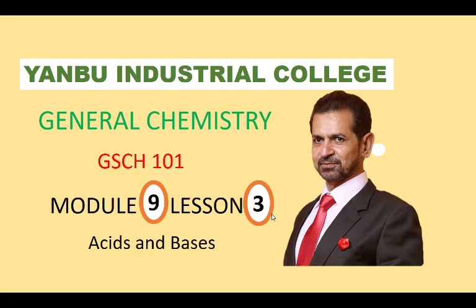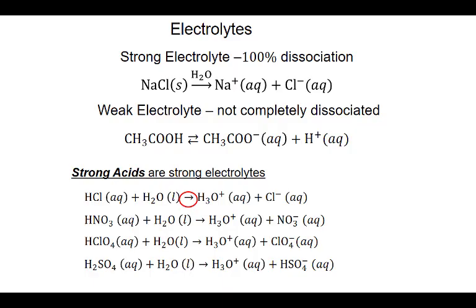This is the last video for this course. It is about the third lesson of Module 9. In this video we'll learn about weak acids and weak bases and how to calculate their pH and pOH, and at the end we will also learn what buffer solutions are and how to calculate their pH. So now let's start our lesson.